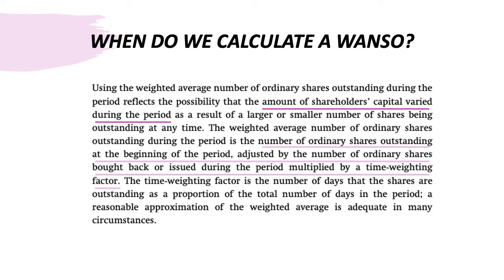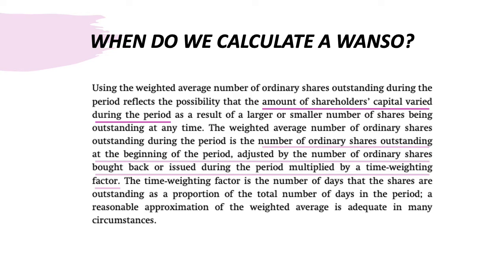When this is the case, the weighted average number of ordinary shares outstanding will be calculated as the number of ordinary shares outstanding at the beginning of the period, adjusted by the number of ordinary shares issued or repurchased during the period. When we adjust for the number of ordinary shares issued or purchased during a period, we will need to apply a time weighting factor. And a time weighting factor is the number of days that the shares were outstanding in the year divided by the total number of days in the financial year.